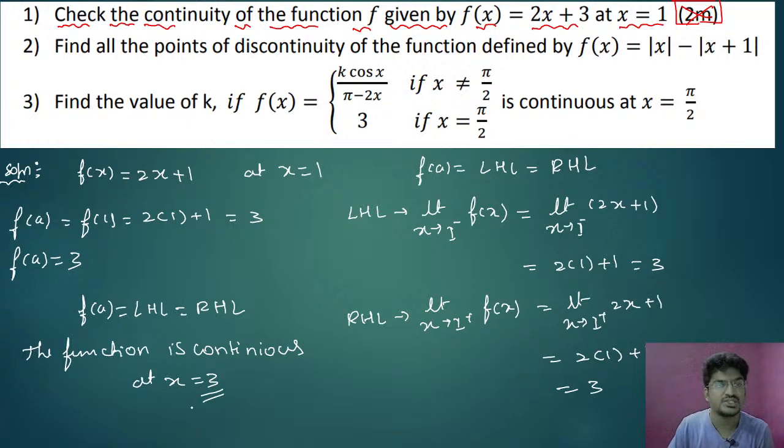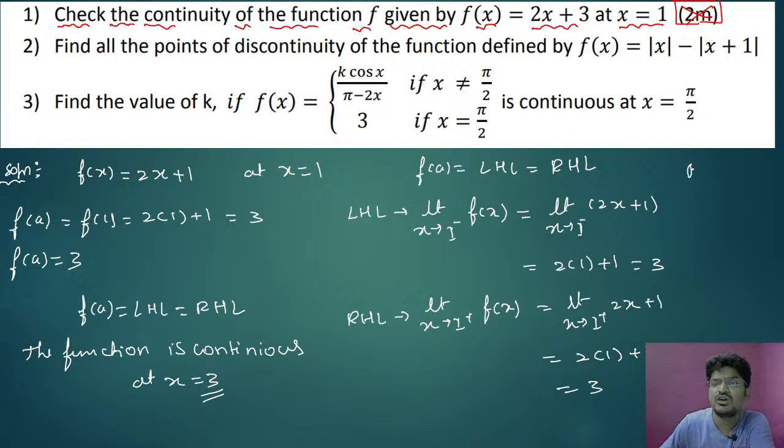So for that you have to take f of a, next you have to take LHL, and next you have to take RHL. For f of a, directly you put the value 1 in the place of x, so 2 into 1 plus 1 will be 3. In the left hand limit, you write limit x tending to 1 minus of f of x. The x value is 1, therefore again 2 into 1 plus 1 is 3, so LHL is 3. RHL is also the same, again it is 3. So you can see f of a equal to LHL is equal to RHL. Hence it is continuous.